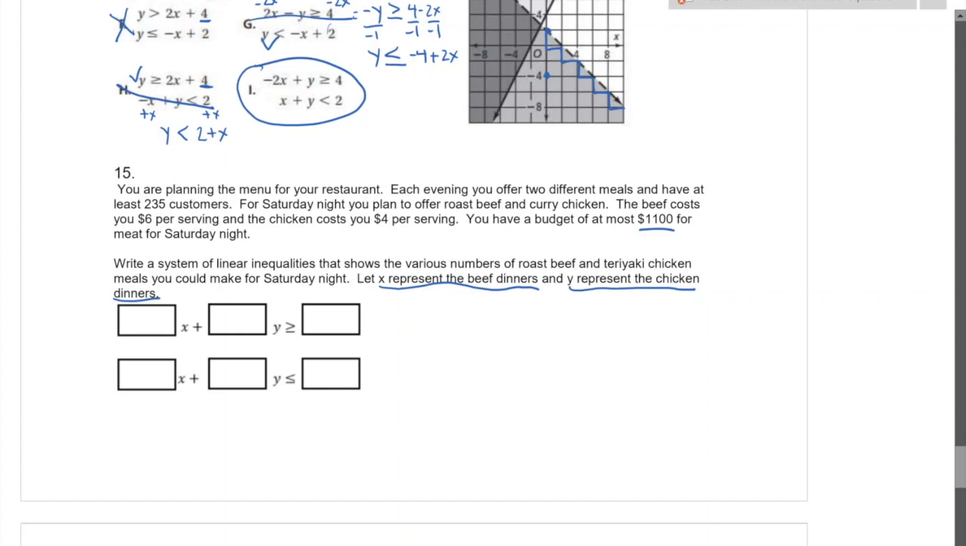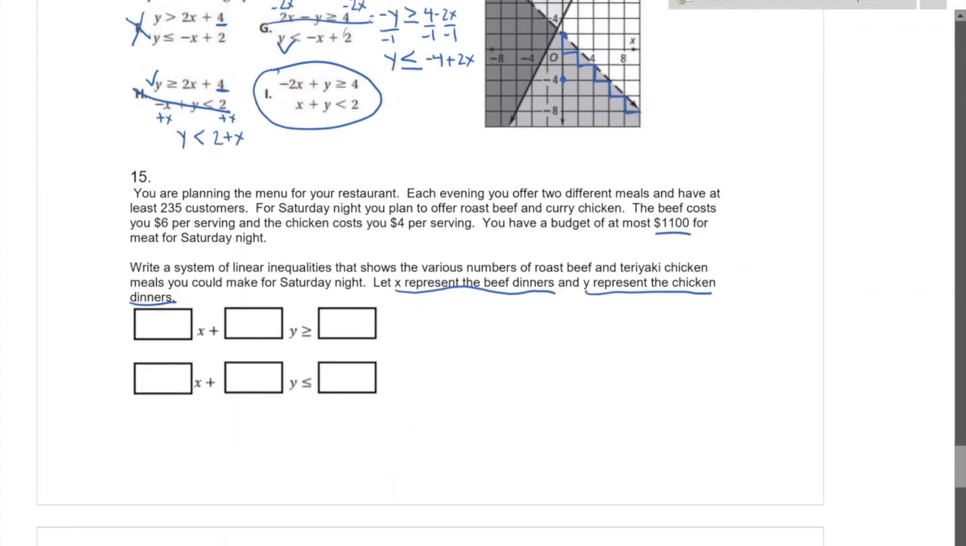All we are doing is putting numbers in here, and that is it. So you are planning a menu for your restaurant. So these 2 are going to be the 2 different menus. Okay, you have at least 235 customers. So at least, you could have more, but you could have less. Sorry, you could have more than that. So this means 235 needs to be the largest number. Notice that I chose this one because the bigger number always gets eaten, right? So 235 has to be, because it's at least 235.